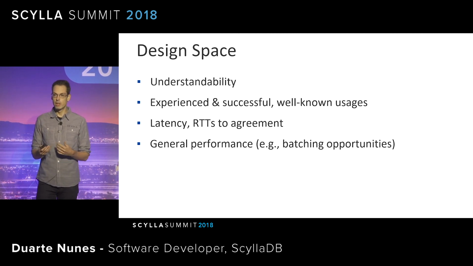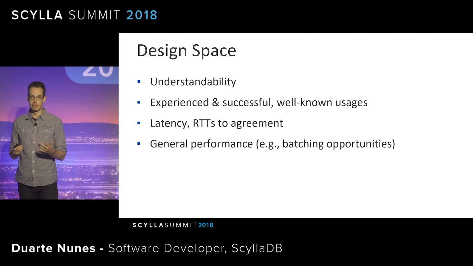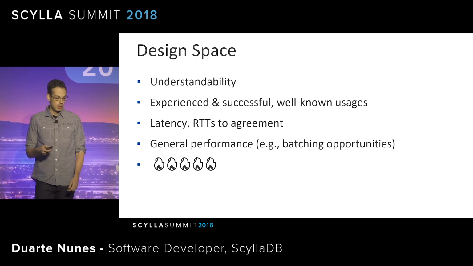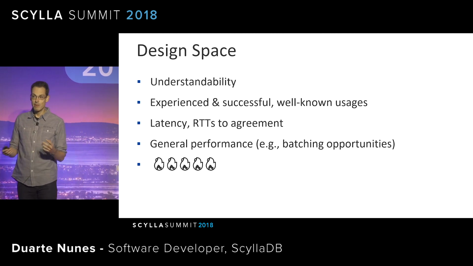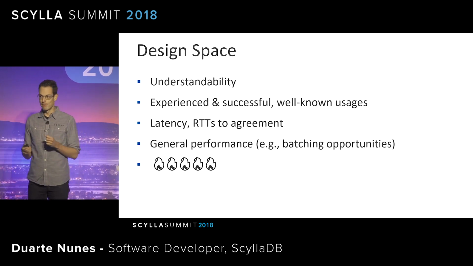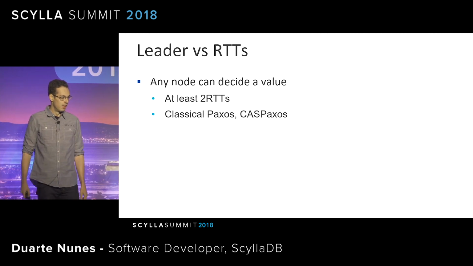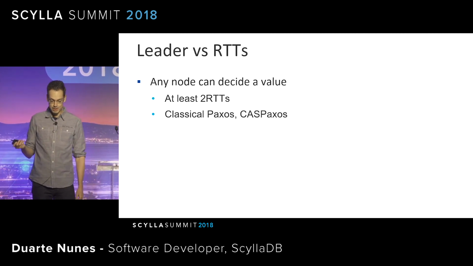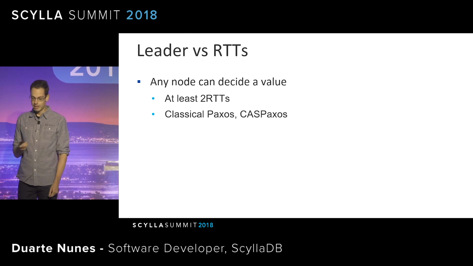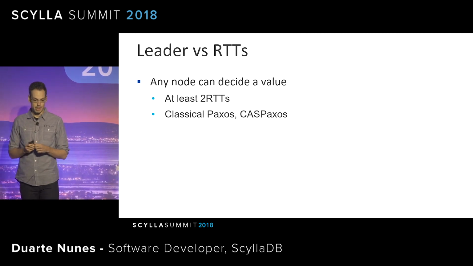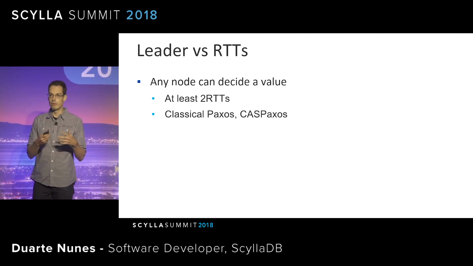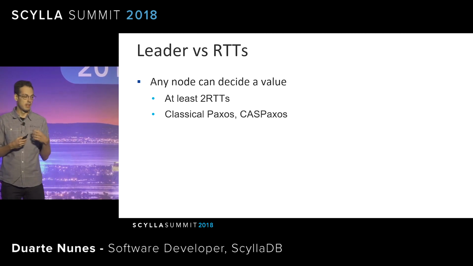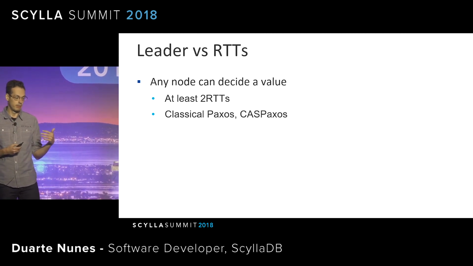Then how amenable the algorithm is to general performance optimizations that we can exploit. And also, we want to make Scylla not boring again, so we want to choose an algorithm that's hot and fashionable. Another important point is related to those round trips. There's a tension between allowing any node to propose and decide on a value and the number of round trips that are necessary to achieve that.